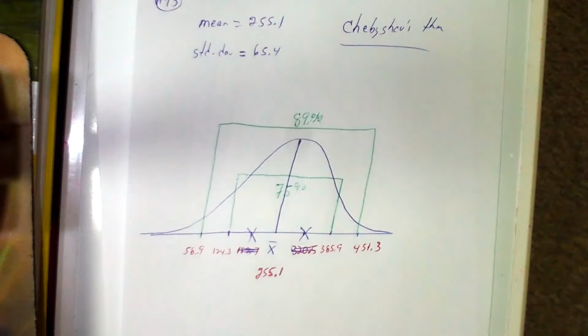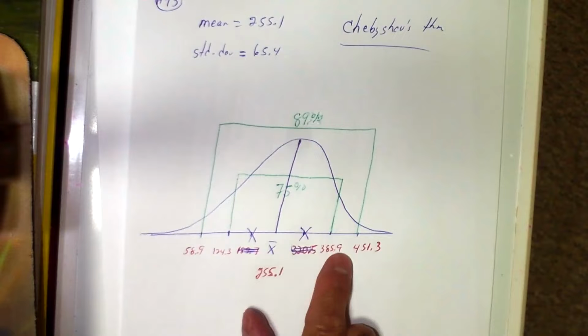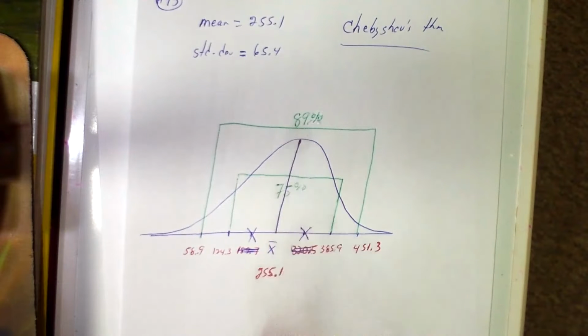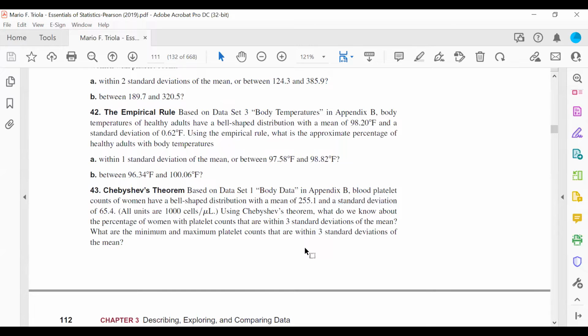All right, now we have my horizontal scale labeled. I got my percentages. Let's go back to our questions in the book. Let's see if we can answer them. So, the last part says, using Chebyshev's theorem, what do we know about the percentage of women with platelet counts that are within 3 standard deviations of the mean?